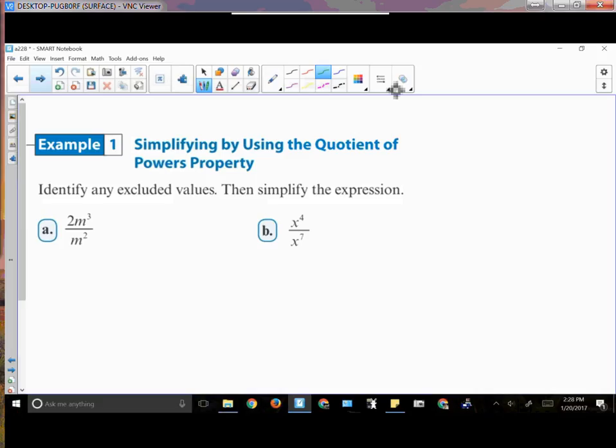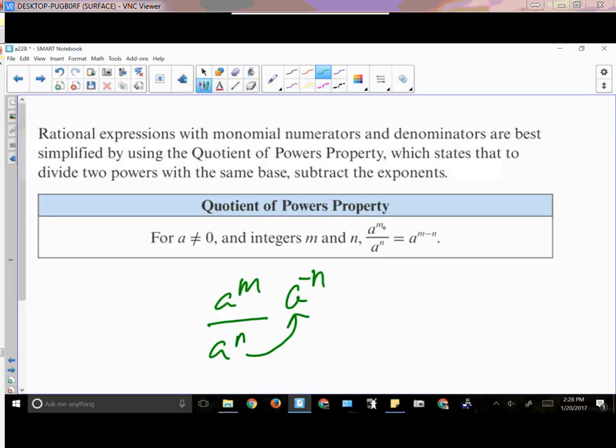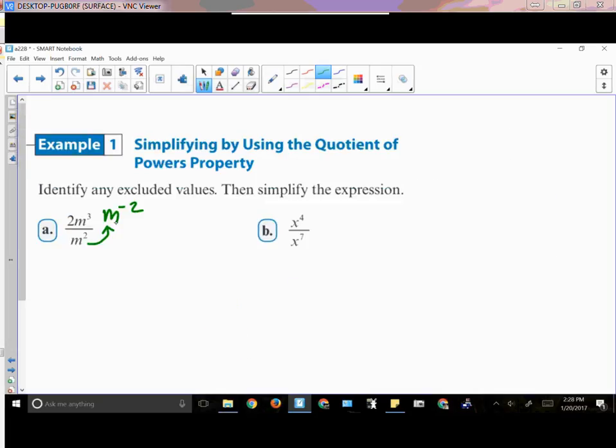Now, if I look at this one here, I got 2m cubed over m squared. Could I move this up here and call it m to the negative 2? Would that be legal? Yes or no? Why? Well, is it the same m? If I go back to this rule here, m and n can be different as long as the base is the same, we're okay. M was the same, so I get to move that up there, and it works perfectly well.